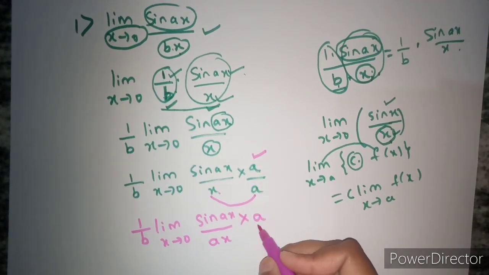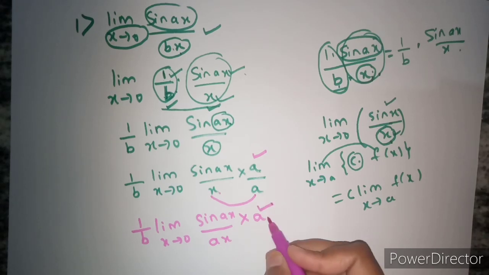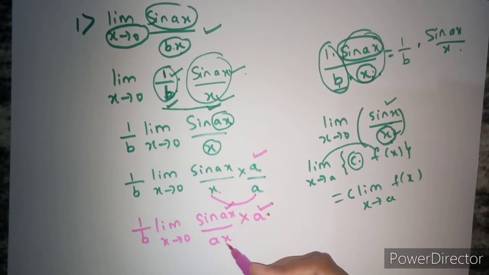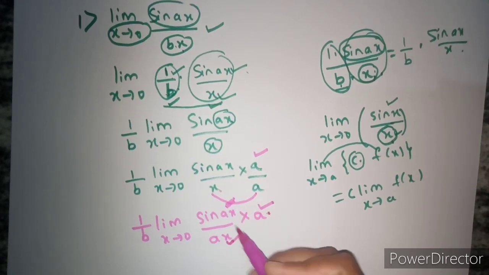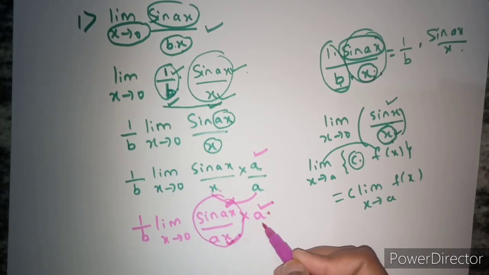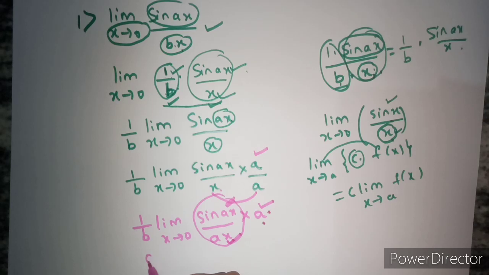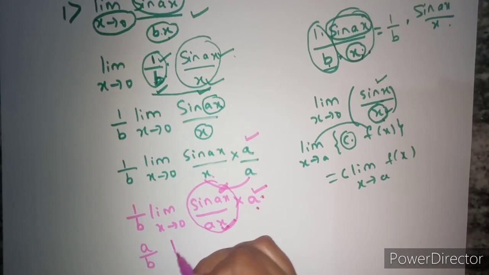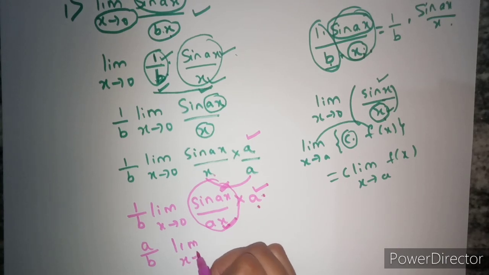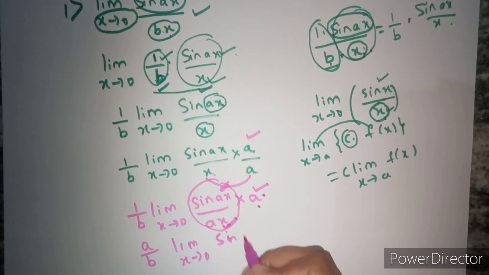Now again apply same property. Here which one is constant? A is constant because it does not contain x. Here we have ax, here also we have x. So this is not constant, but here we don't have x, right? So take a outside. If I take a outside, it will become a by b, limit x tends to 0, sin ax by ax.